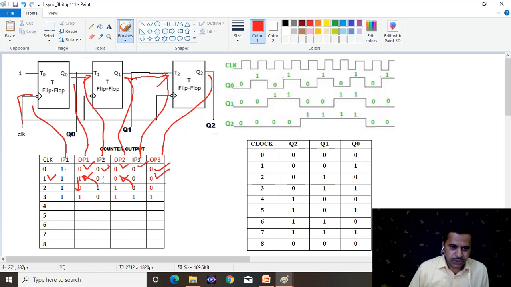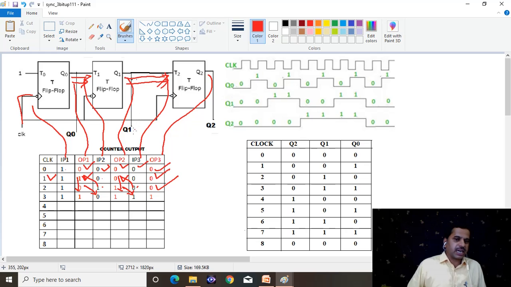Then what is the input here? Second flip-flop input is 1. Automatically it changes the state from 0 to 1. What is the input to the third flip-flop? 0. There is no change in the state. Then after the end of the second clock pulse, the output is 0, 1, 0. Then the output of the first one will become the input to the second. The output of the second becomes the input to the third, because that will be transferred here. This will be transferred here.